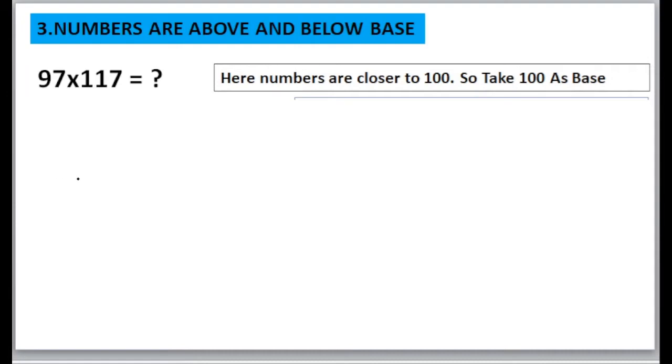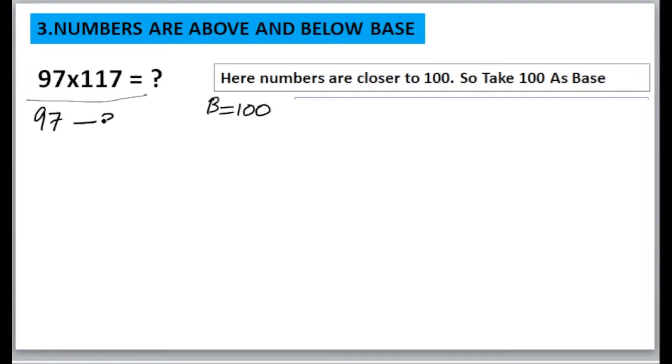So our next method is numbers above and below base. We have learned about both the numbers above and both the numbers below the base. Now we have mixed numbers. Here both the numbers 97 and 117 are nearer to 100. So our base is 100.